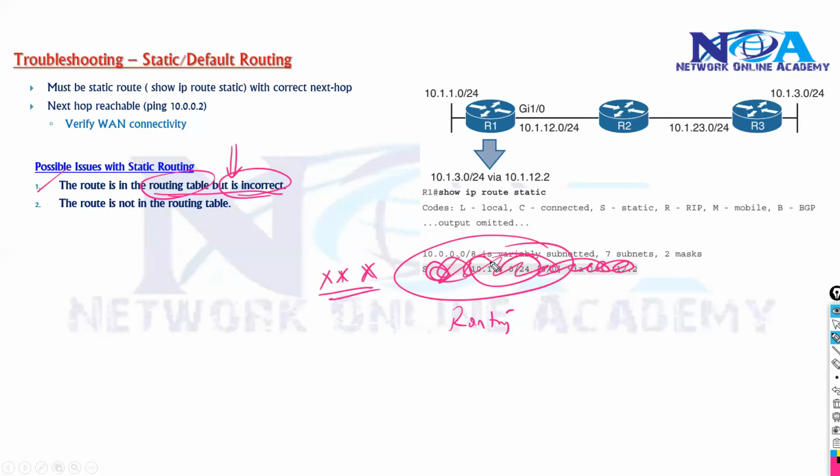So we'll divide static routing troubleshooting into two parts. In the first part, we'll see what to check if there is a route but it is not correct. The second possibility is that the route is not present in the routing table at all. Assuming we configured it correctly and the route is still not present, what are the possible issues there?